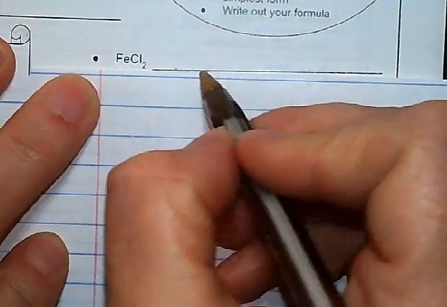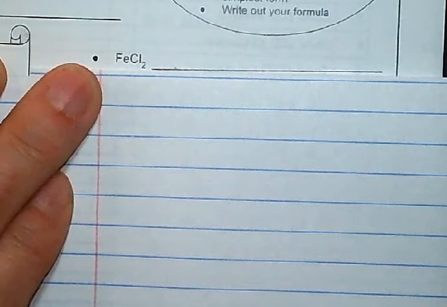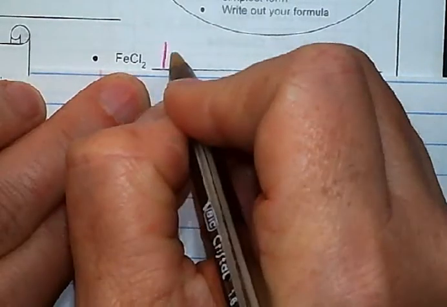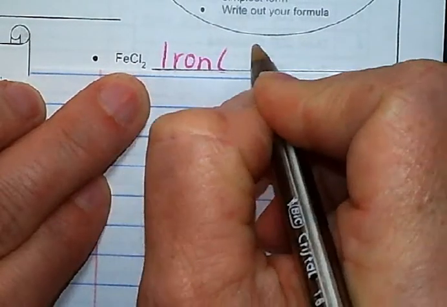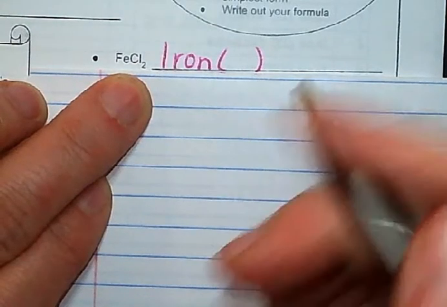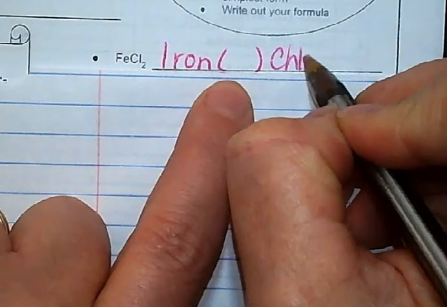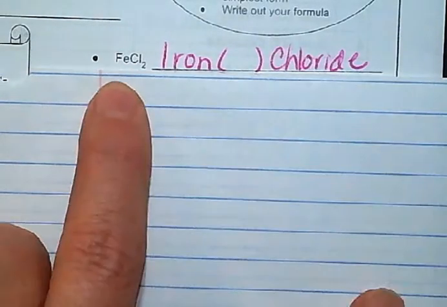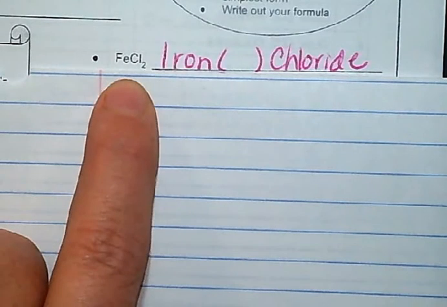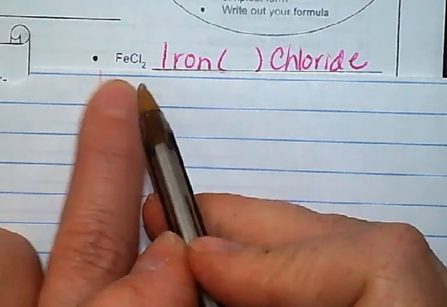So when I go to write the name for this, there's two things I already know. I already know the elements, right? What does Fe stand for? Iron. So I know this is iron, and I'm going to leave my parentheses open because I'm going to fill it in with a Roman numeral. And chlorine becomes chloride. Now, I'm not going to say dichloride, again, because these are ionic. You do not use prefixes with ionic. So I've got iron something chloride.